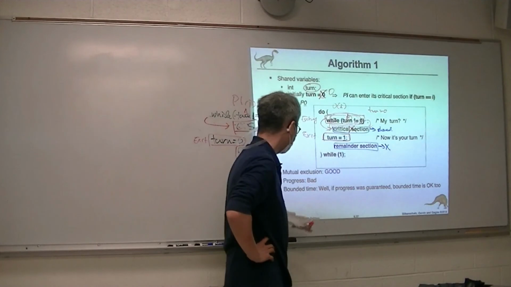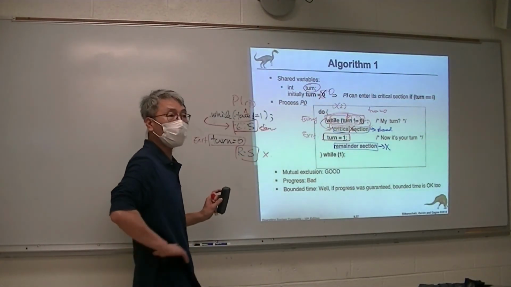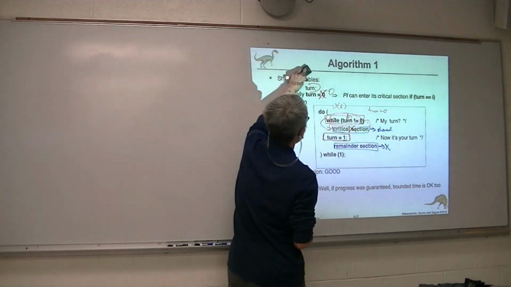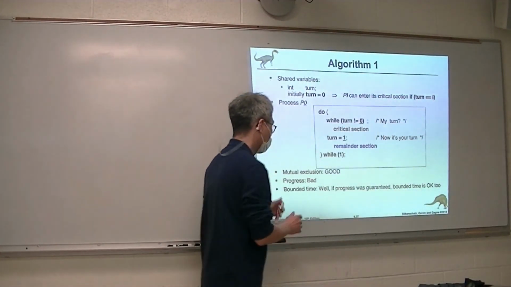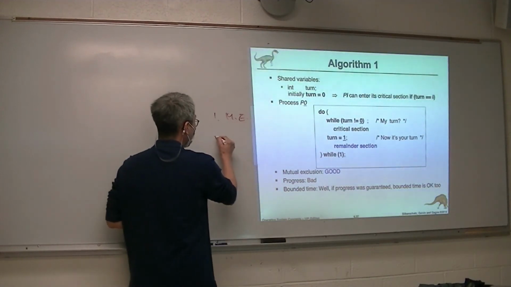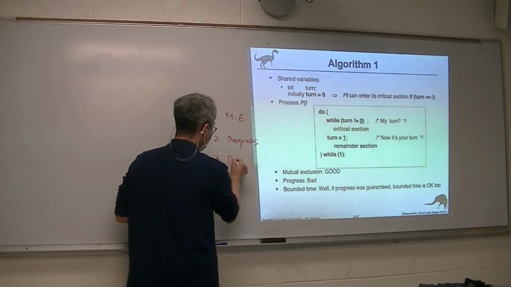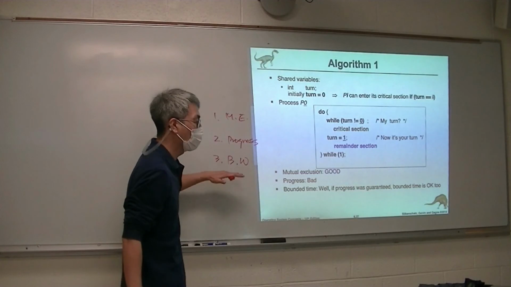So we can use the shared variable to solve the basic condition. This is the average one using one shared variable. Let's take the 3 requirements: mutual exclusion, progress, and bounded waiting.